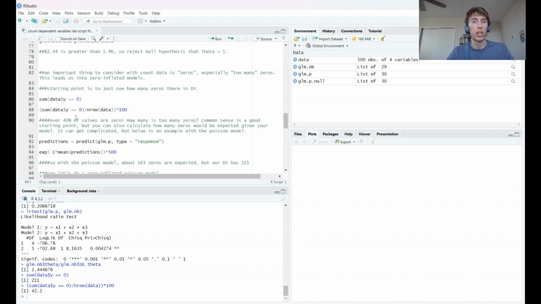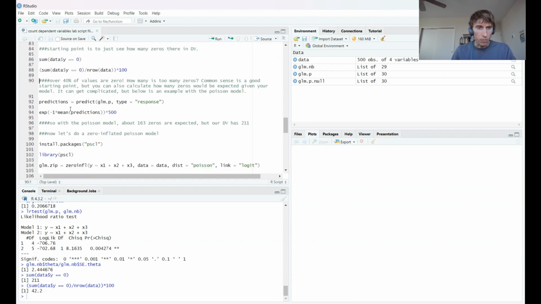One simple thing you can rely on is kind of common sense, right? Over 40%, that is a lot of zeros. So just intuitively, that might seem like too many. Now, it can be a little bit complicated in particular circumstances, but here just to show you, it actually is possible to basically estimate the expected number of zeros that you would get. So that's what I'm going to run through and kind of show quickly here.